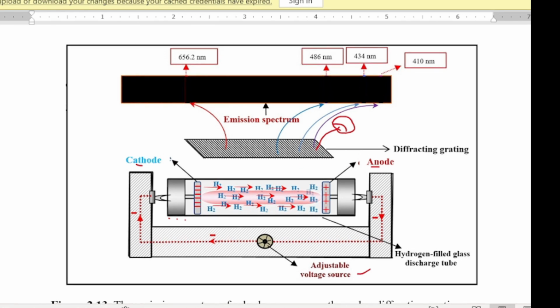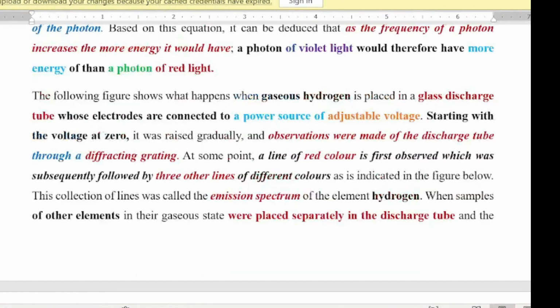So I'm going to go back there and read for you what this figure here is trying to depict. The figure below shows what happens when gaseous hydrogen is placed in a glass discharge tube whose electrodes are connected to a Bohr source of adjustable voltage. Starting with the voltage at 0, it was gradually raised and observations were made of the discharge tube through a diffraction grating. At some point, a line of red color was first observed, which was subsequently followed by 3 other lines of different colors as indicated below.